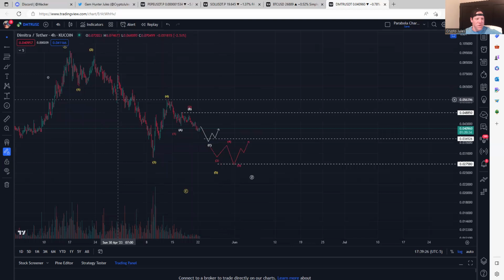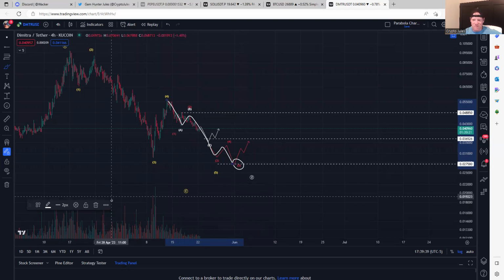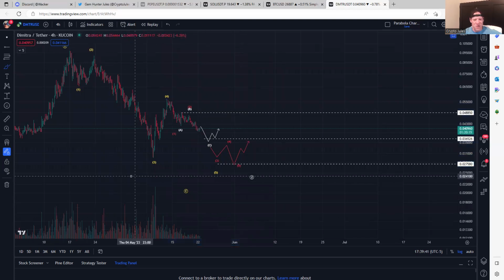And then we would follow roughly this count here, which would be our 1, 2, 3, 4, 5. And right now I'm anticipating a bottom around 2.7 cents or so if this count follows through this way.